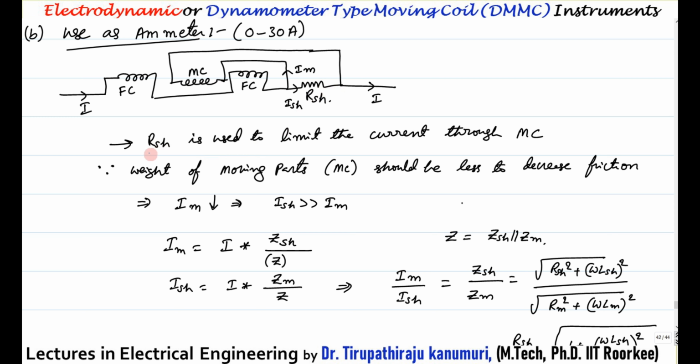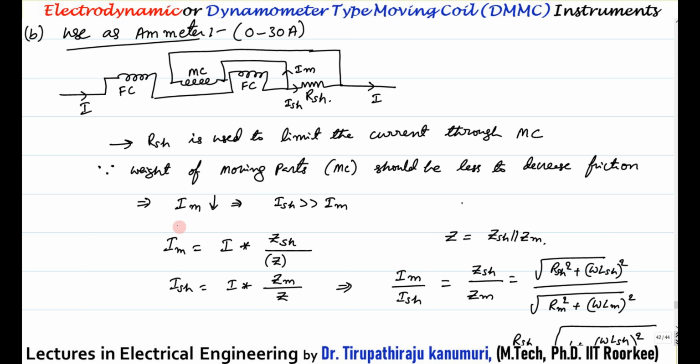I am repeating again, RSH is used to limit the current through the moving coil, since the weight of the moving part should be as little as possible to decrease the friction loss. So the current passing through the moving coil, which I am representing by IM, should be as minimum as possible. That means the value of ISH will be far greater than IM.